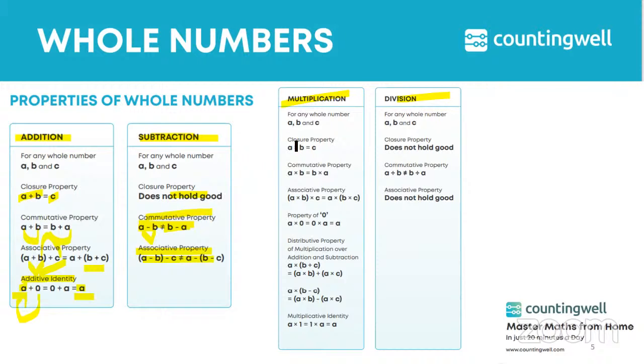Now let us see for closure property of multiplication. Multiplication of two whole numbers is again a whole number, and a into b will be same as b into a. That means 2 into 3 will be same as 3 into 2.